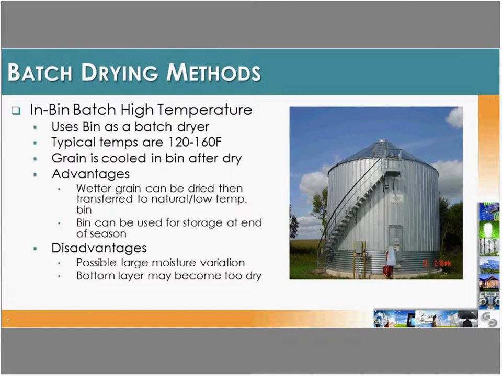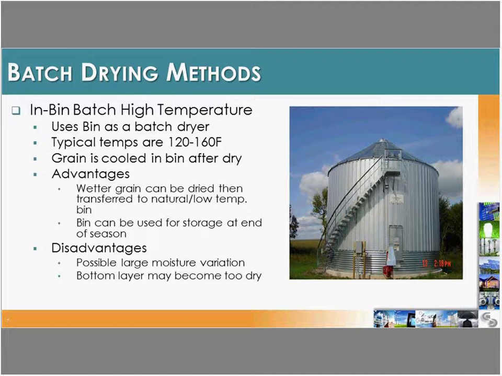Then we want to move into a batch drying method. And there's the in-bin batch high temperature. So this then again is really similar to the other ones, but you're adding that heat. So the typical temperature pushing through there is 120 to 160 degrees Fahrenheit. The grain is cooled in the bin after it's dried. So some people look at that as an advantage of space saving. They don't have a lot of acreage to have multiple bins.